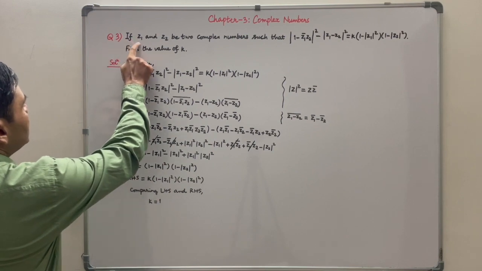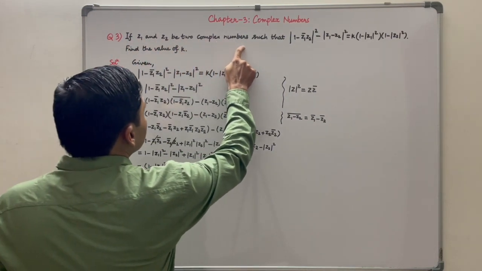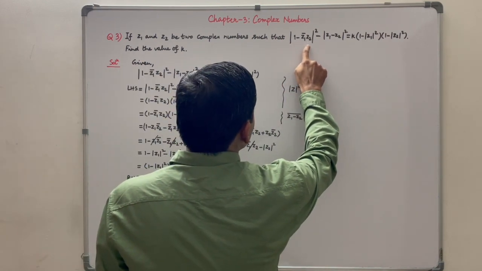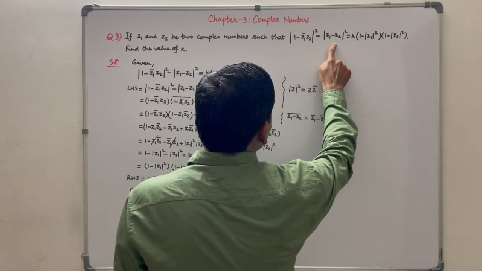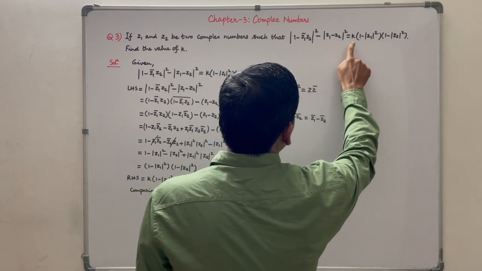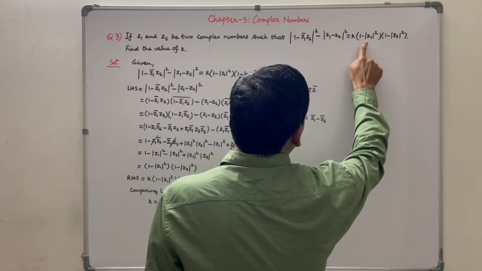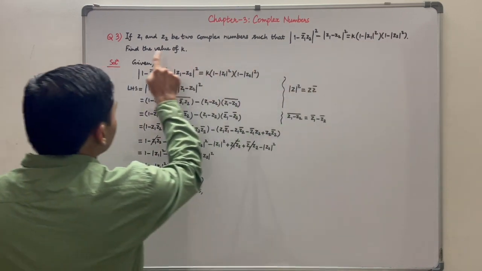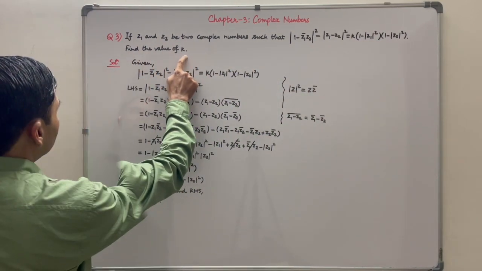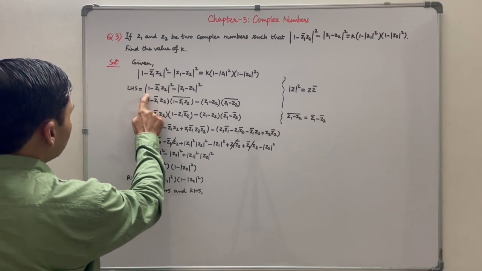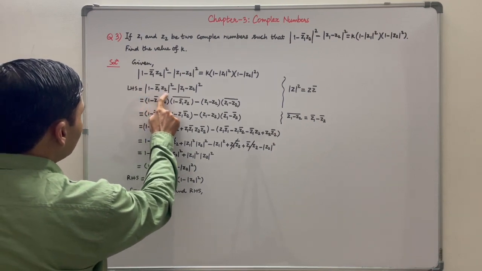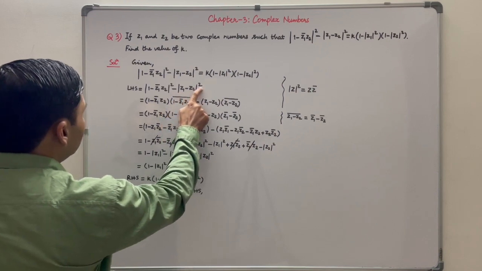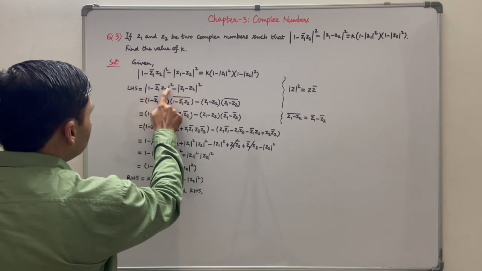Third question: if z1 and z2 be two complex numbers such that mod 1 minus z1 bar z2 whole square minus mod z1 minus z2 whole square is equal to k into 1 minus mod z1 square into 1 minus mod z2 square, find the value of k. Left hand side is equal to mod 1 minus z1 bar z2 whole square minus mod z1 minus z2 whole square. This is in the form mod z square.